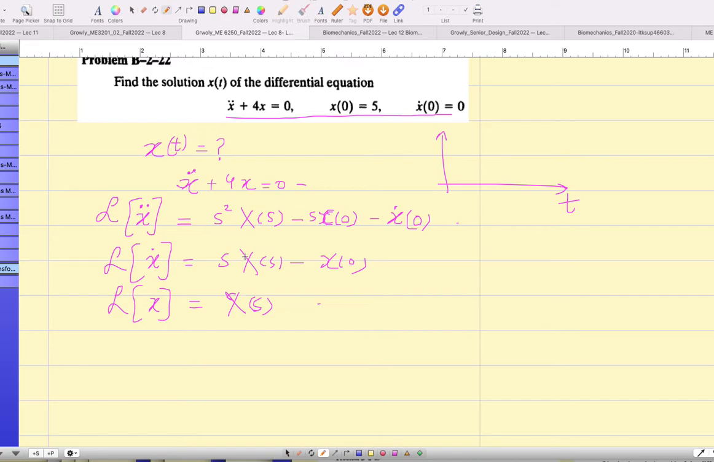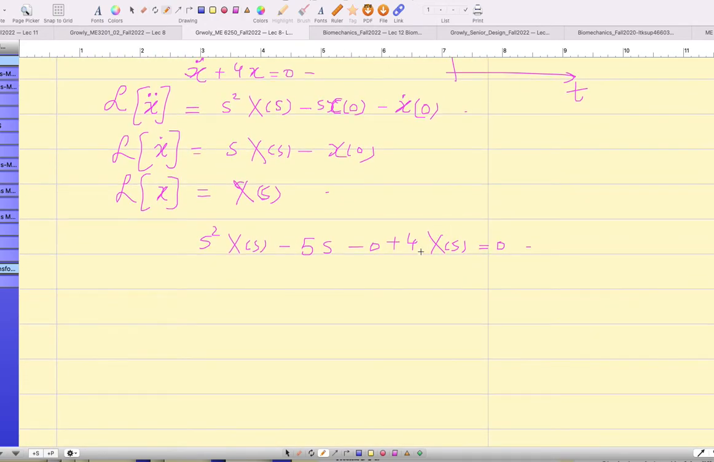Now let's plug it in. Let's take the Laplace transform of that equation. So I can write down s squared X of s minus 5s minus 0, agreed, plus 4X of s equals 0. Now over here let's combine X of s together. So you're left with s squared plus 4, and the right hand side is 5s. So let's write X of s on the left hand side and 5s over s squared plus 4.